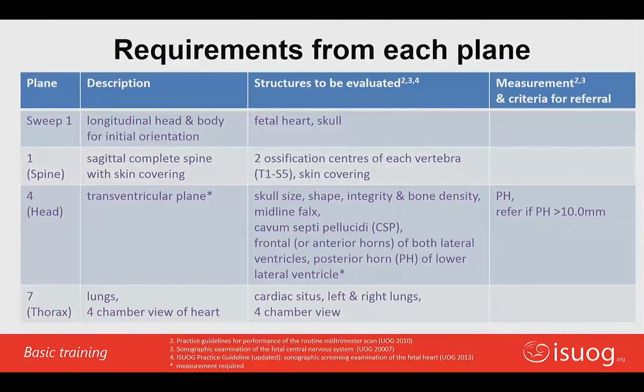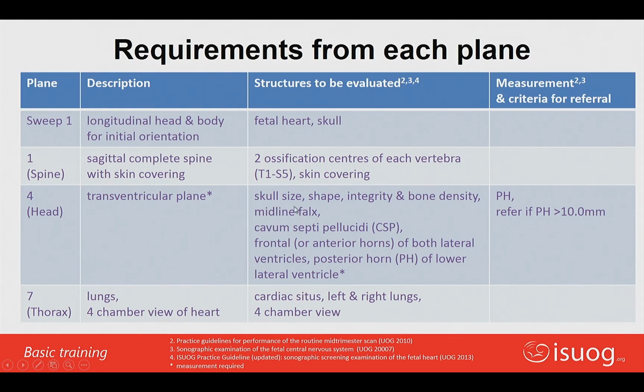So the requirements from each plane, as you can see from your table in your pack, we have the description of the particular plane, and then the structures that should be evaluated when assessing that plane here. The list for the transventricular plane, for example, is quite long, and this again is quoted from the guidelines, so it's not something we've invented. This is all from the ISUOG recommendations.